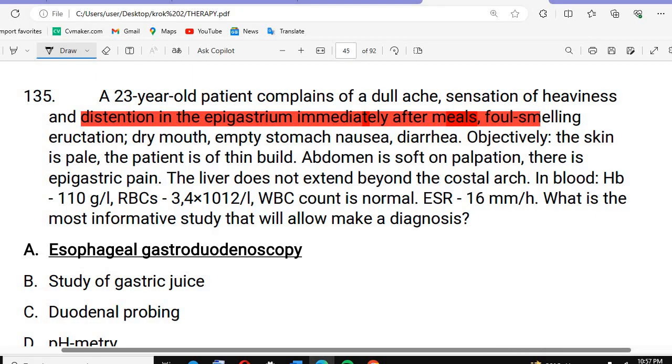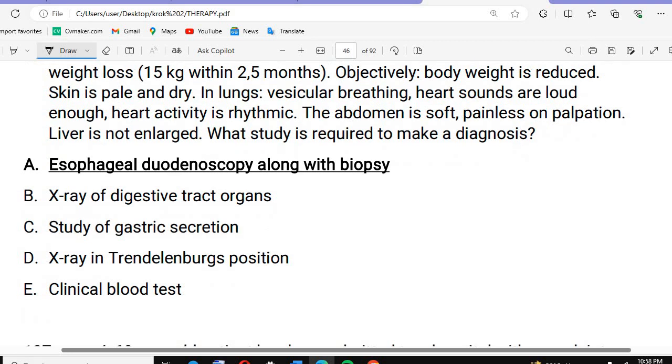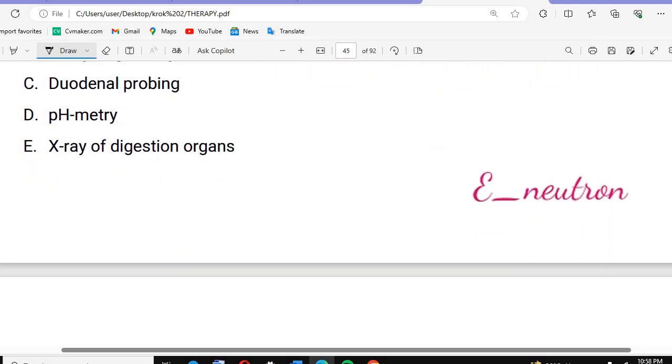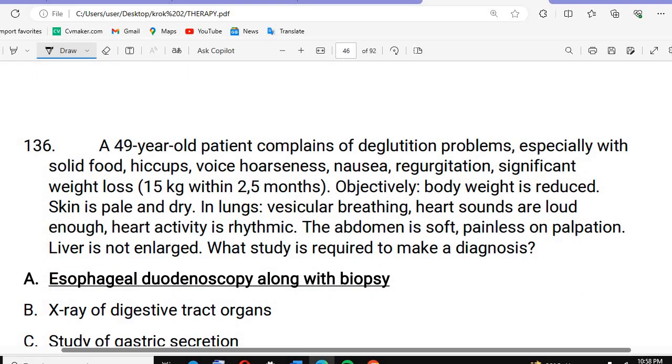So that is what we will do for the investigations. We do the esophagogastroduodenoscopy, the most informative. pH-metry and all these things will be done later on. If it is not conclusive, we go further onwards, then we go for the pH-metry. A patient complains of deglutition problems, especially with solid food. This may be the case of esophageal cancer. So what you will do: the biopsy to rule out the cancer.